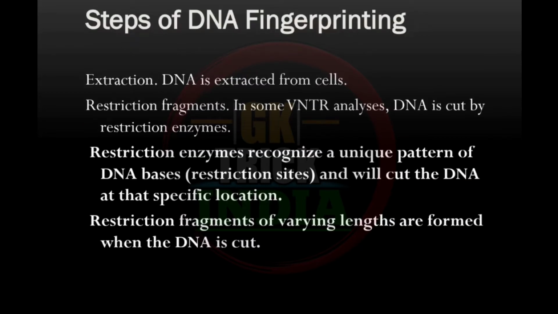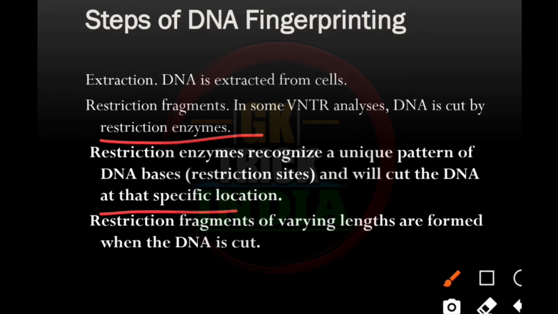What are the basic steps involved in DNA fingerprinting? First is extraction. DNA is extracted from the cells, and in restriction fragment VNTR analysis, DNA is cut by restriction enzymes. These restriction enzymes recognize a unique pattern of DNA bases and cut the DNA at specific locations. DNA fragments of varying length are formed when the DNA is cut.